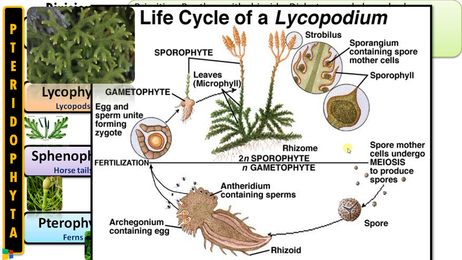This Lycopodium is also homosporous, producing a single type of spore, which on germination forms a gametophyte that forms both sex organs, antheridium and archegonium, that produce egg and sperm, which fertilize to form a zygote. The zygote on germination gives the sporophytic plant again. So this Lycopodium is also homosporous. But in this group there are some heterosporous plants like Selaginella.